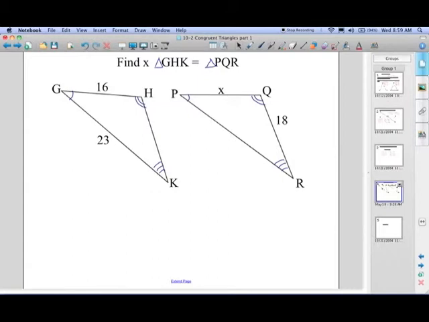One last thing you might be asked to do is you have to find X, as it says in the top of the board. We are told that triangle GHK is congruent to triangle PQR. So we need to find side X, which is side PQ on this triangle, on the right-hand triangle. In a left-hand triangle, the side that corresponds to PQ is GH. So we knew that. We can find that X equals 16 units.